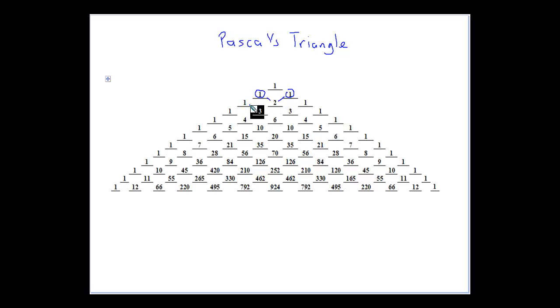But then the other ones, 1 plus 2 gives us a 3. 1 plus 2 gives us 3 there. And 1 plus 3 gives us 4. 3 and 3 gives us 6. 3 and 1 gives us a 4. And that's how we go down the line there.